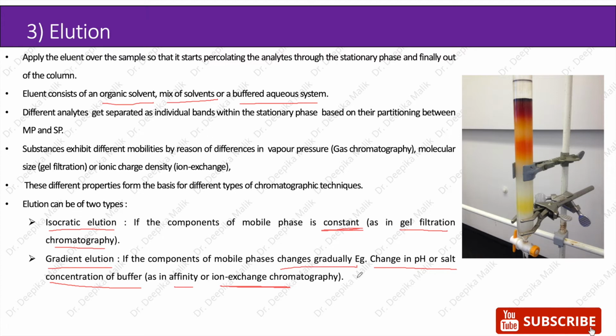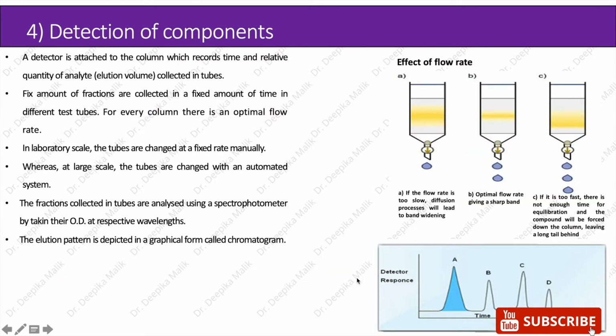Now once the eluate containing the separated analyte comes out of the column, it is then detected. For this, a detector is attached to the column which records time and relative quantity of analyte, that is, elution volume, collected in the tubes. Fixed amounts of fractions are collected in a fixed amount of time in different test tubes. For every column there is an optimal flow rate.